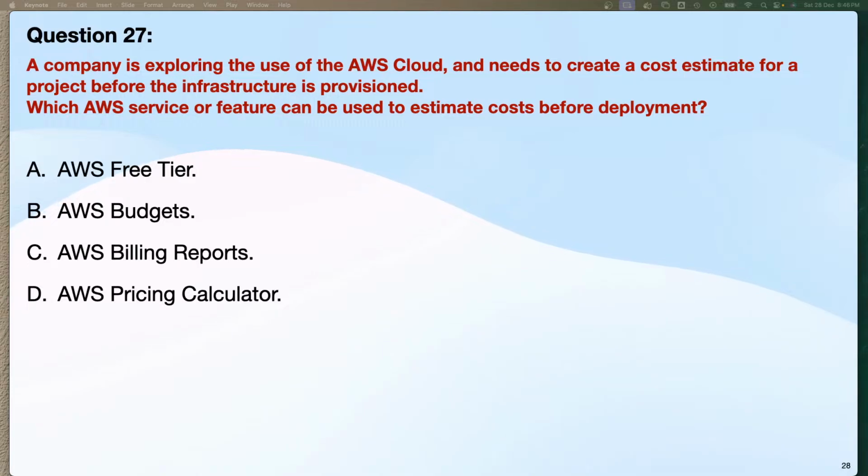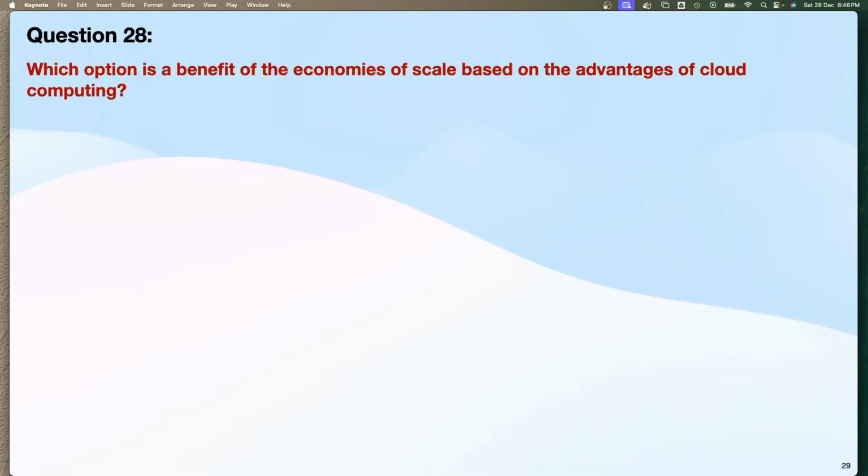So the answer is D, Pricing Calculator. AWS has a free pricing calculator. It will look like a spreadsheet, but it is a service on the UI. You can fill in the details with all the drop-downs, what services you will be using, and it will give you the estimated cost, how much it will be before you even design it. So for 27 the answer is D. So let's go to 28.